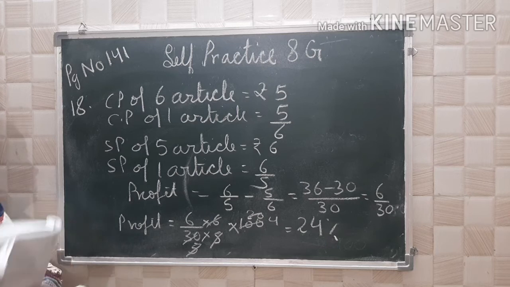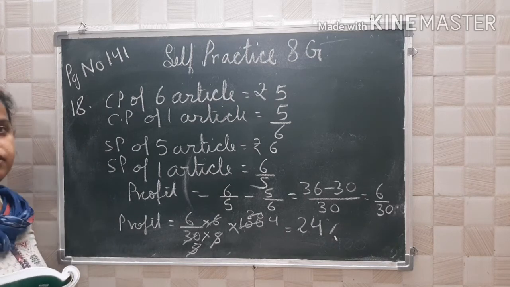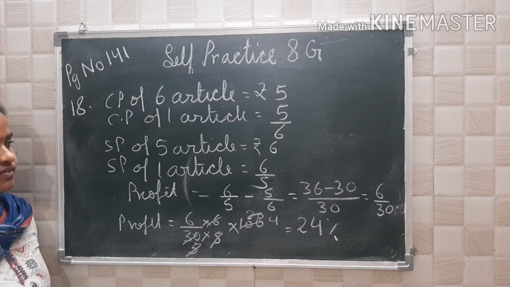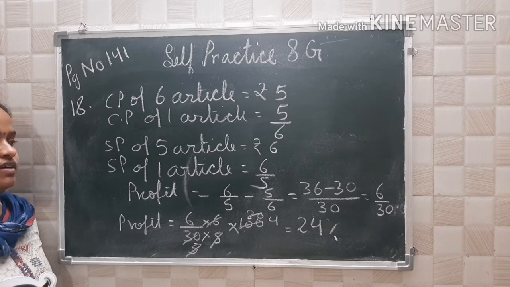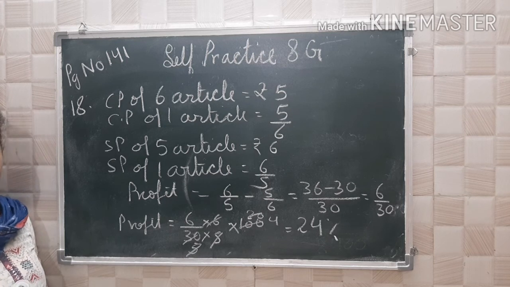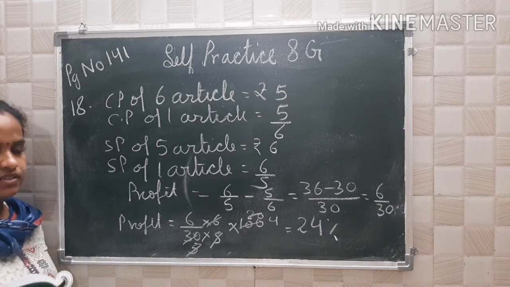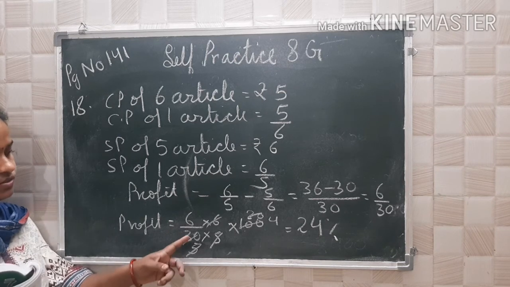24%. See once more, CP of 6 articles is rupees 5, CP of 1 article 5 by 6, SP of 5 articles 6 rupees, and SP of 1 article 6 by 5. The profit will be 6 by 5 minus 5 by 6, 36 minus 30 upon 30, that is 6 upon 30. 6 upon 30 into 6 by 5 into 100.